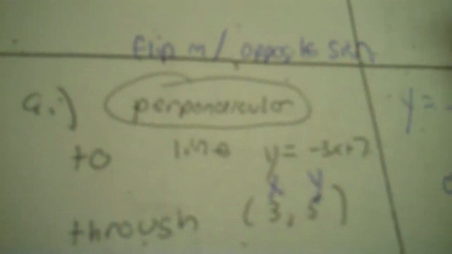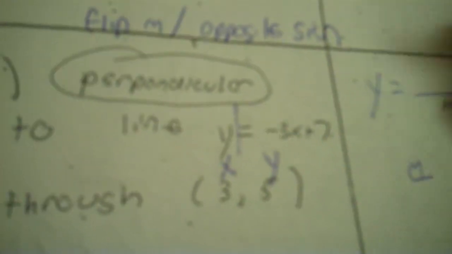Alright, so perpendicular is not the same m, it's flipping the m and making it into the opposite sign. Okay? So what's the m in the given equation? Well, y is by itself, so it ought to be easy to find. M, b. I don't really care that the b is plus 7.